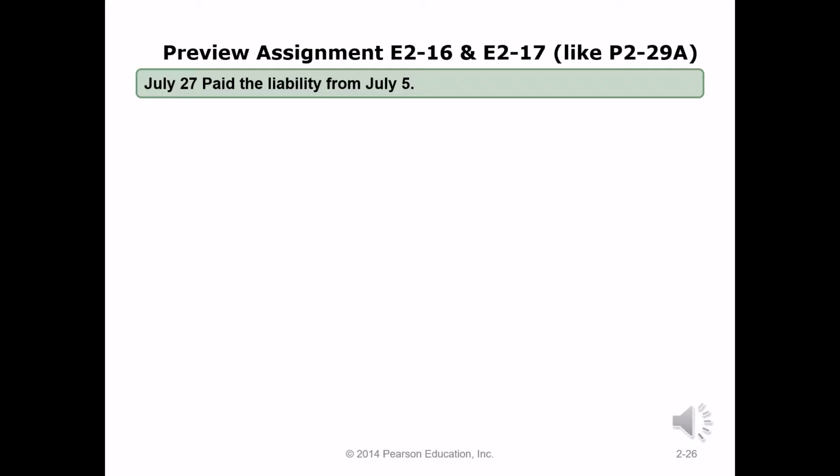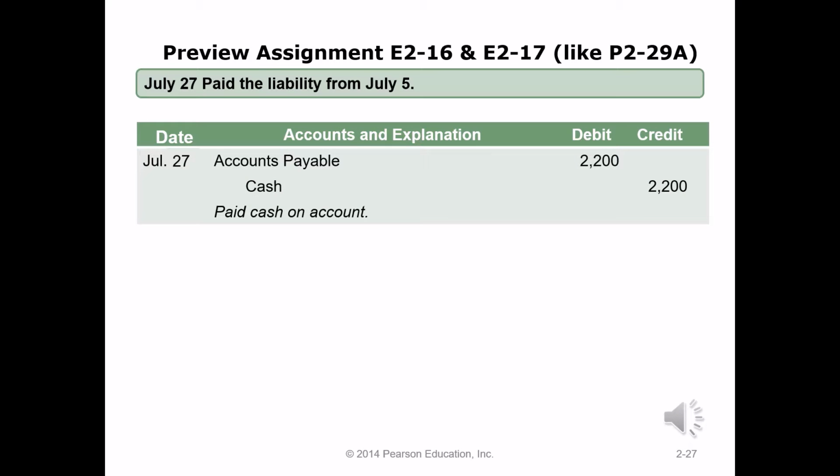You remember back on July 5 when we purchased equipment on account for $2,200? Now we're going to pay for that liability. Pause the presentation and write your journal entry. On July 5, we posted a credit into accounts payable of $2,200 to indicate that we needed to pay that liability, that was an obligation that we were promising to pay later. Later has arrived and now we're paying that.